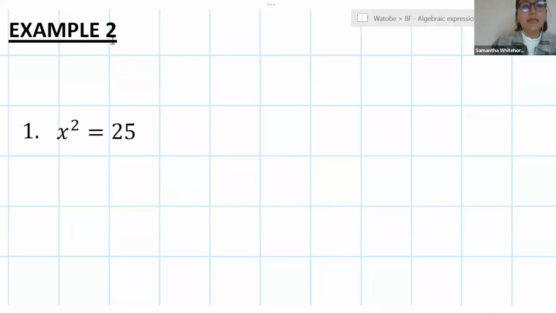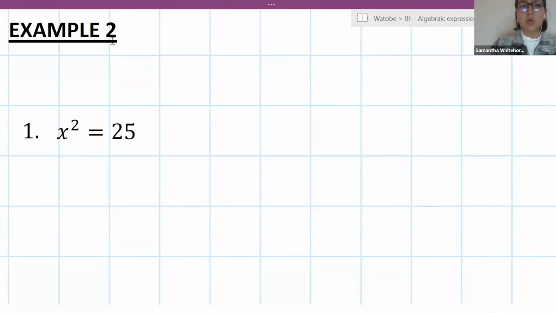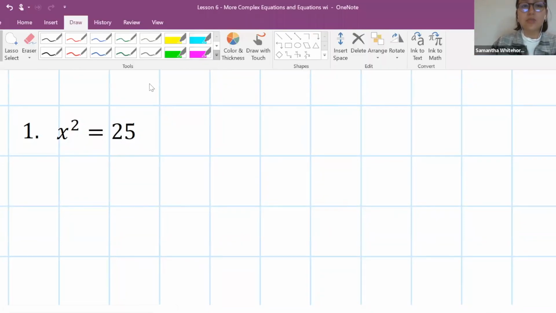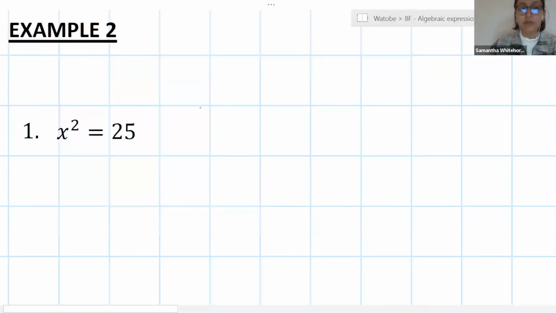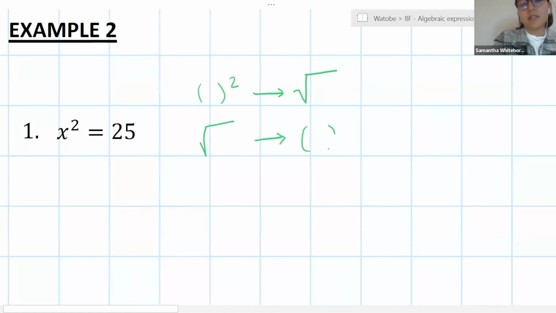Okay, now when we have an x squared, the inverse operation rule applies for any equation that you do. This must be true for everything. If I've got something squared, the opposite of it is to square root. If you have the square root of something, the opposite is to then square. So it works both ways. So in this case, I've got x squared equals 25. And I already see some answers coming through in the chat, which is awesome.